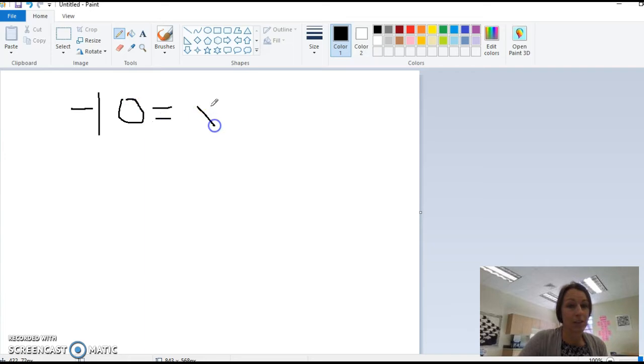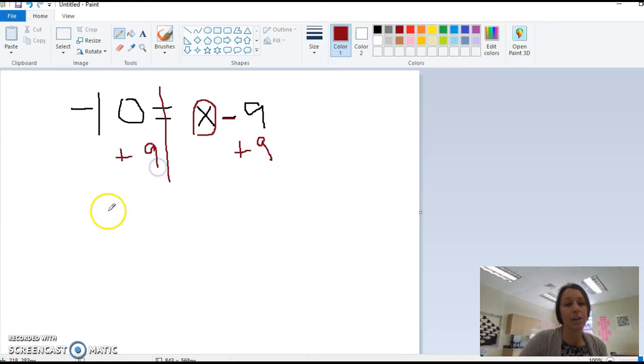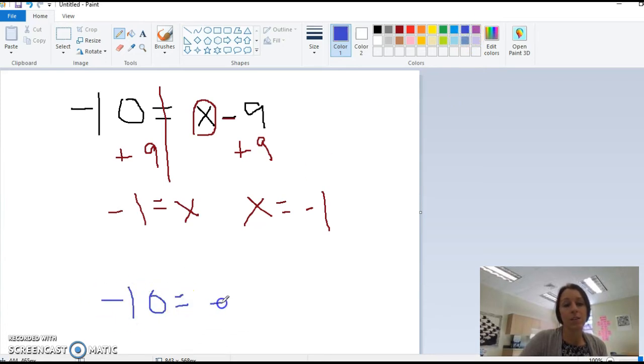Negative 10 equals x minus 9. Line down the middle if you like that. Here's our x. We want to get rid of the 9. It's a minus 9. The opposite is plus 9. Negative 10 plus 9 is negative 1. Flip it around. So x equals negative 1. And then we'll check and say negative 10 equals negative 1 minus 9. Negative 1 minus 9 is negative 10. So we're good.